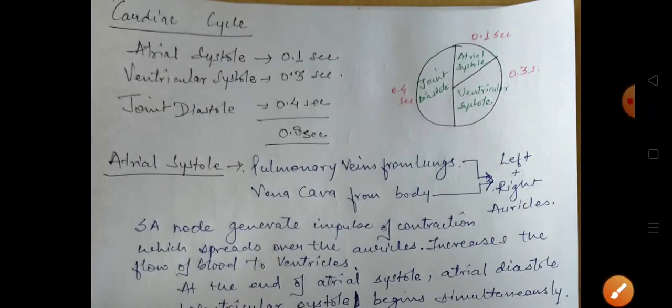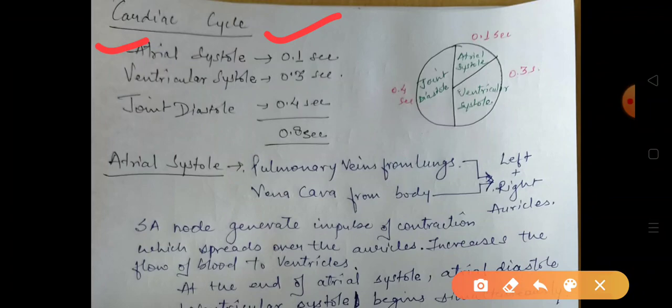Now what will happen is atrial systole, contraction of the auricles. It lasts for only 0.1 second. That means very short duration. You can see over here also atrial systole lasts for 0.1 second. When the auricles have contracted completely, the blood enters into the ventricles and now the ventricles are fully filled.